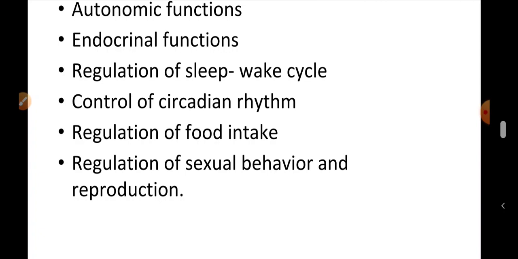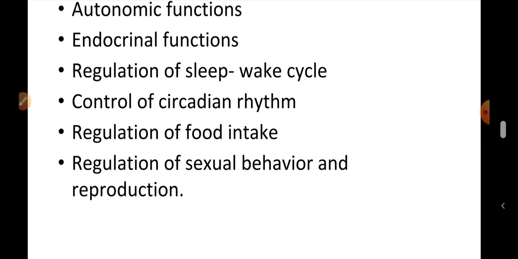The feeding center is the lateral hypothalamic nucleus. When it is stimulated in animals, it creates a sensation of hunger and leads to an increase in food intake, that is hyperphagia. This causes obesity. The destruction of the feeding center leads to loss of appetite, that is anorexia. The feeding center is always active and it is inhibited by the satiety center after food intake.